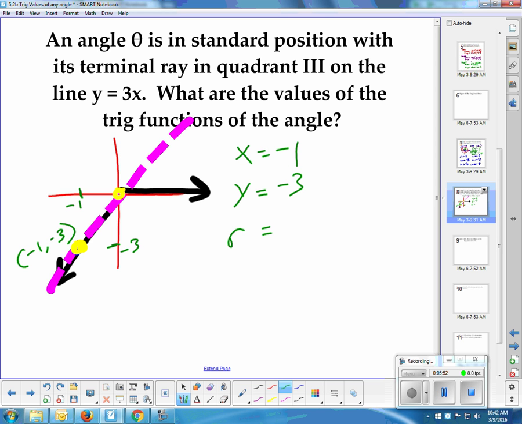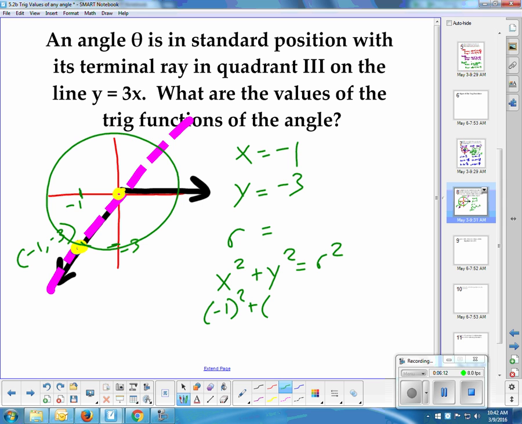I have to calculate my r, and I can use the same technique as before. x squared plus y squared equals r squared, because I'm looking at a larger circle that the terminal ray has intersected. So -1 squared plus -3 squared equals r squared. That's 1 plus 9 equals r squared. So r is going to be the square root of 10. And that's okay. We'll just leave it as the square root of 10, and we'll rationalize as is appropriate. So r equals the square root of 10.